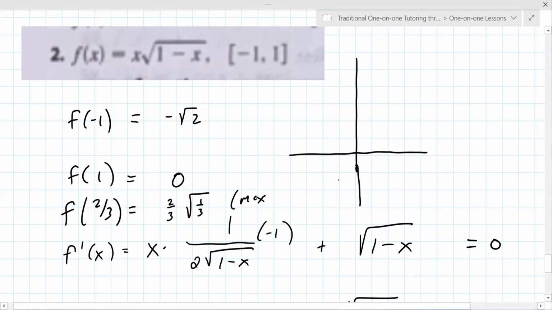So at -1, it's negative square root of 2. At 1, it's 0. At 2/3, it's up here somewhere. So we actually do know it. Like it probably, that's your max, and that's your min. Okay.